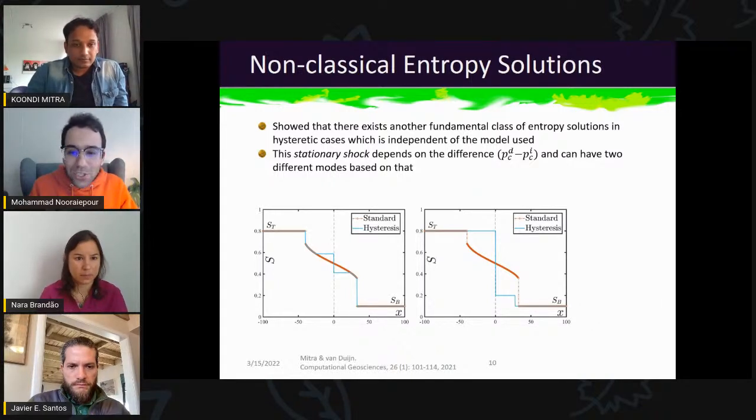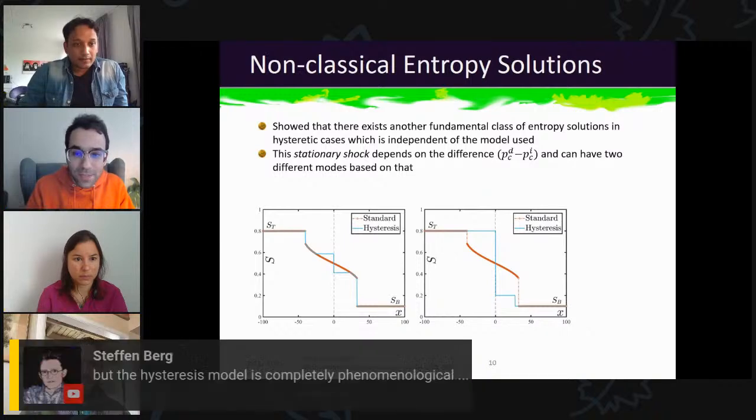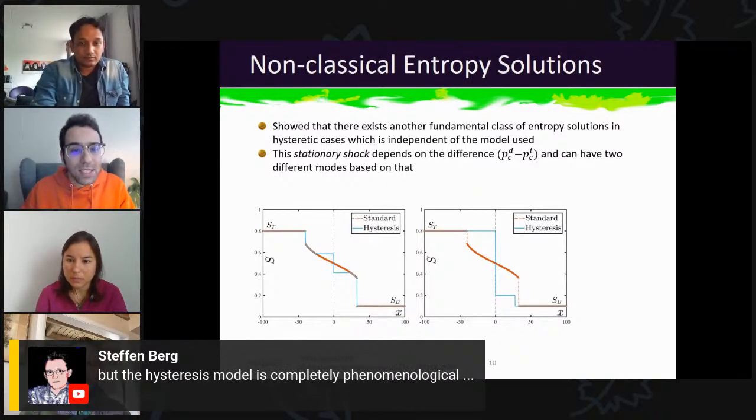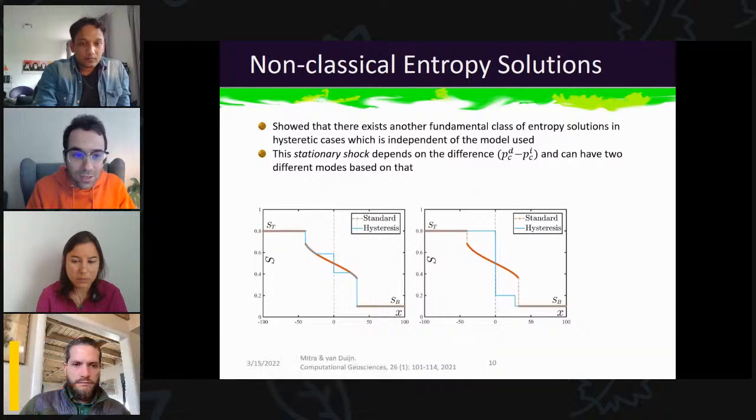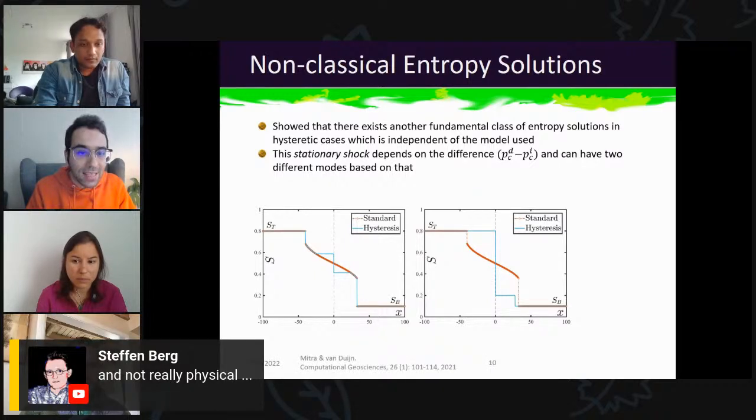Before asking the last question, I have two comments from Stephan. The first one is that the hysteresis model is completely phenomenological, and not really physical.